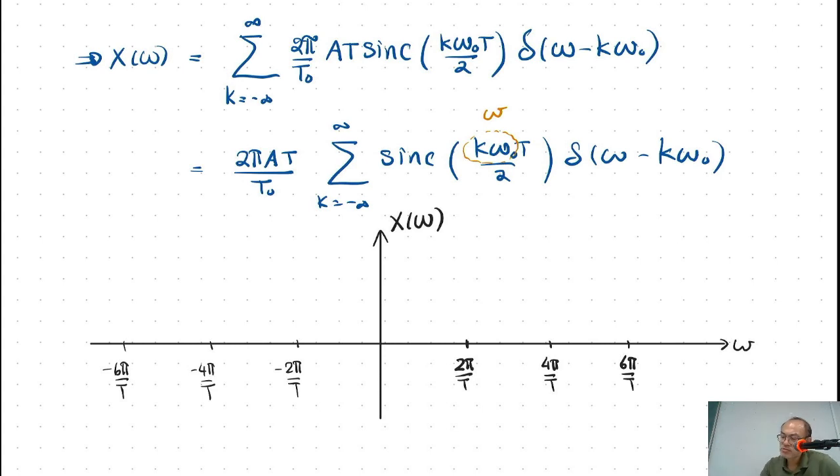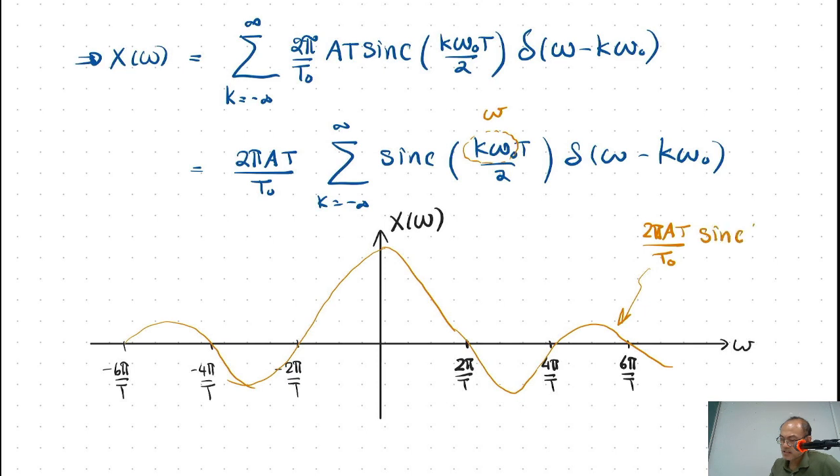And then we have to draw the sinc signal itself. So it would be this. Yeah, this is a sinc signal. This is 2 pi over t0, sinc omega t over 2. Here, this one.